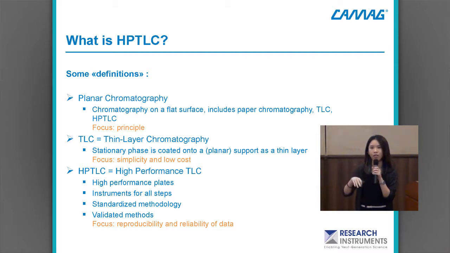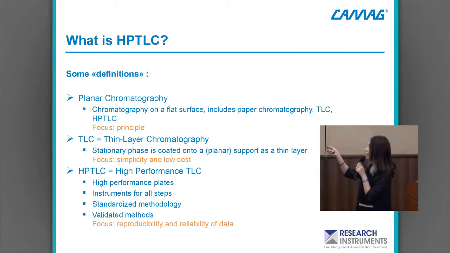Because in TLC, the stationary phase is planar. If you compare to column chromatography, your stationary phase is in a column form. So it's all about what the stationary phase looks like. In planar chromatography, it is based on a flat surface.